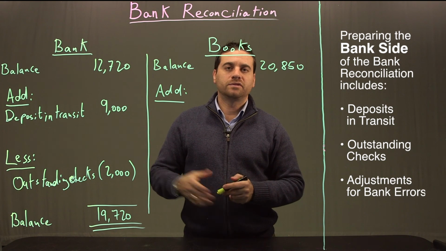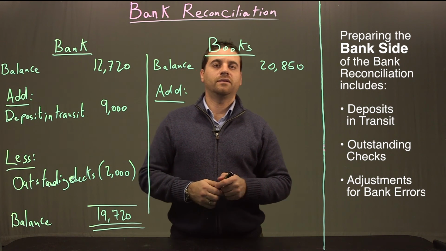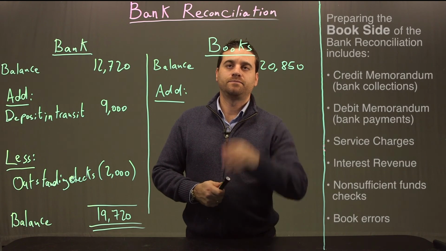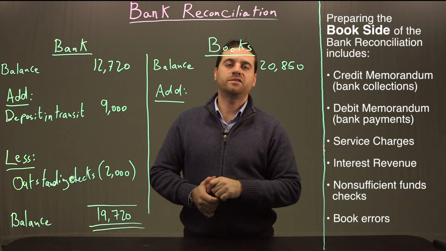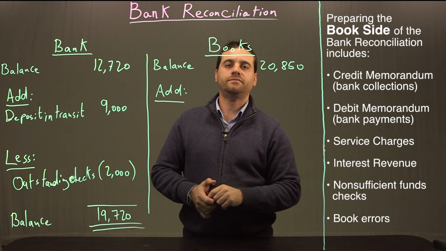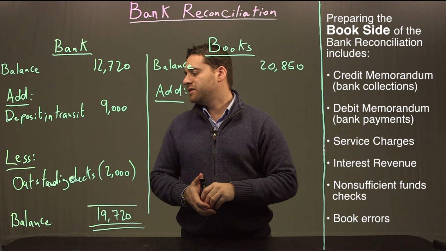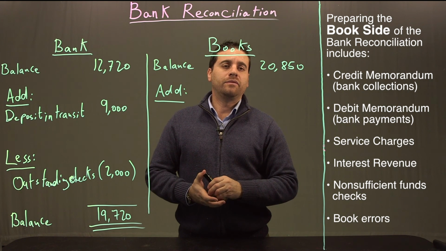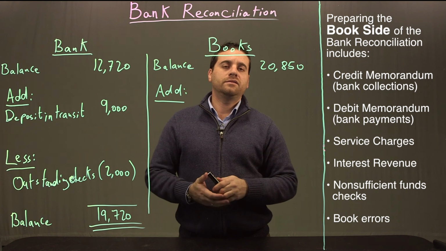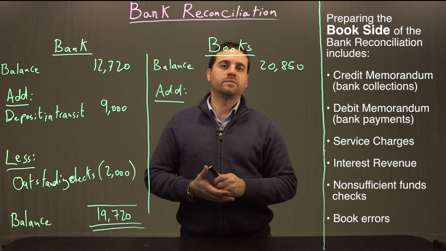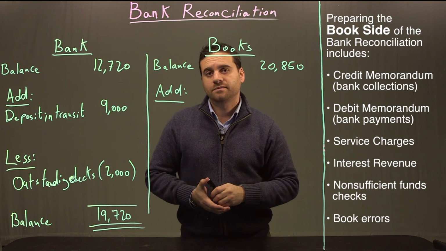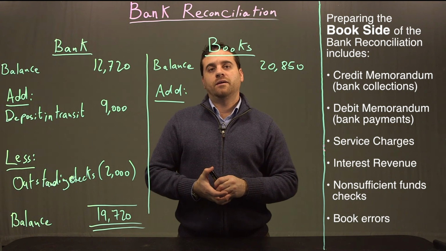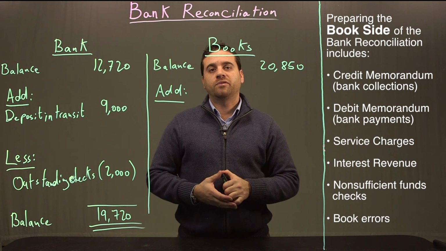That's pretty much the examples that require the bank side to be reconciled. Now let's talk about the book side, things that need to be reconciled here. The first example: let's say that we sold an item or we provided a service to a customer on account. So we didn't get the cash immediately when we provided that service.